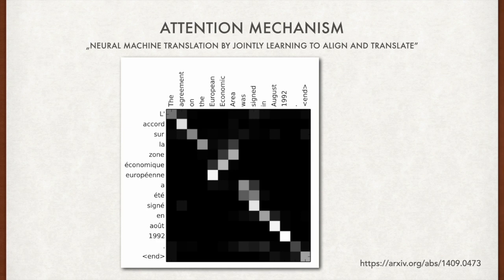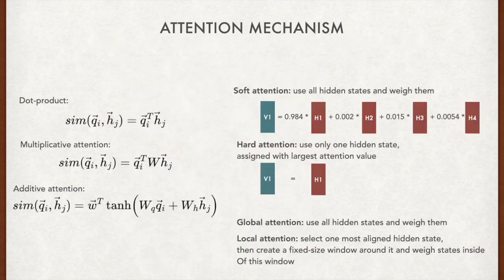In subsequent years, some modifications of the way we calculate attention weights were proposed. Instead of calculating the dot product, we can introduce a new matrix, learning some linear transformation during the training process.